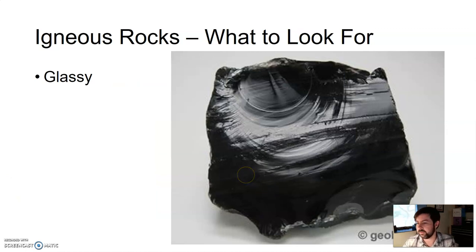Sometimes another thing we could look for is glassy texture. This is the rock obsidian. It's an igneous rock that cooled so quickly it formed what's known as amorphous glass. So it's razor-sharp glass essentially, if you've ever seen obsidian.